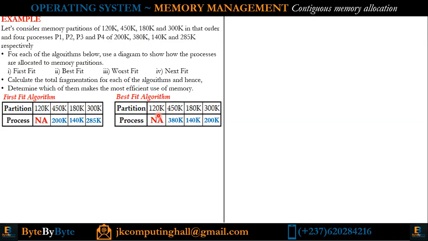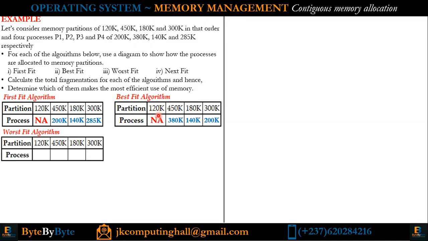Good. We move now to the worst fit algorithm. And what does the worst fit algorithm do? Among the partitions that are left, it chooses the largest of all. So for the 200K, the ones that are possible to accommodate 200K, we have this, and the largest is 450K. So this is where the 200K will be. We are done with 200K.